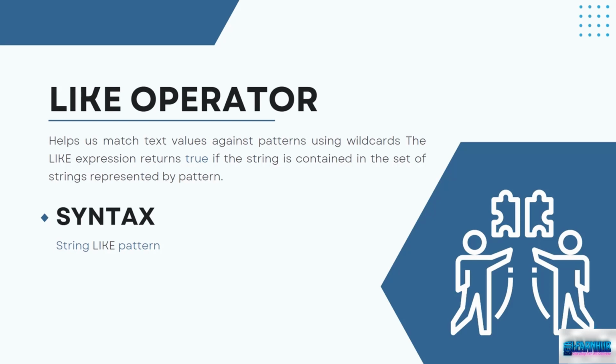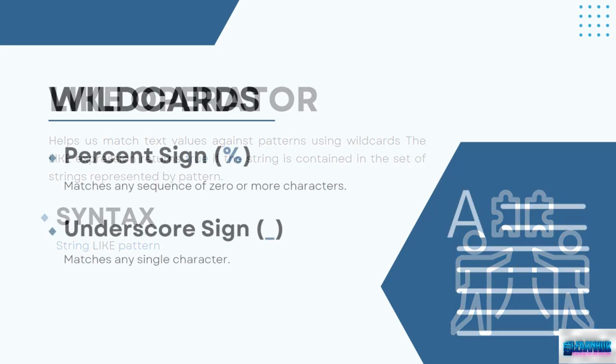The LIKE expression returns true if the string is contained in the set of strings represented by pattern. Its syntax is string, space, LIKE in capital letters, space, pattern. String is the field or text expression, while pattern is a set of strings that you want to find in the string. LIKE pattern matches always cover the entire string. To match a pattern anywhere within a string, the pattern must therefore start and or end with a wildcard character.